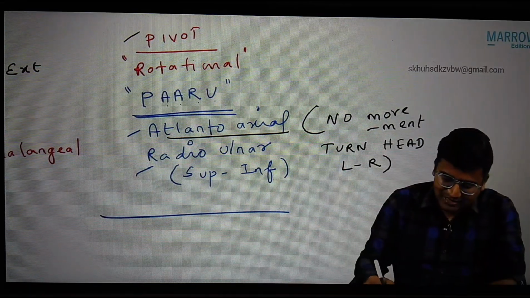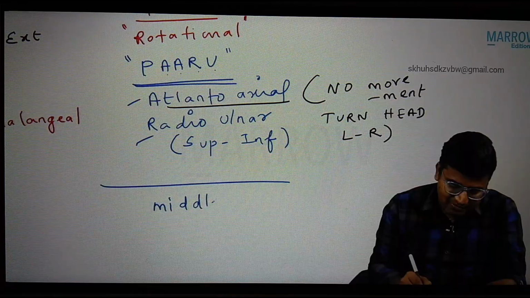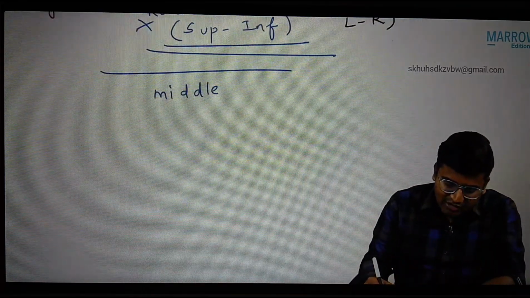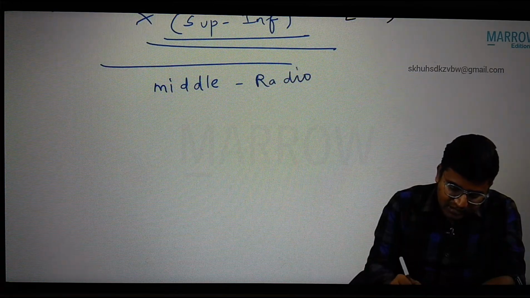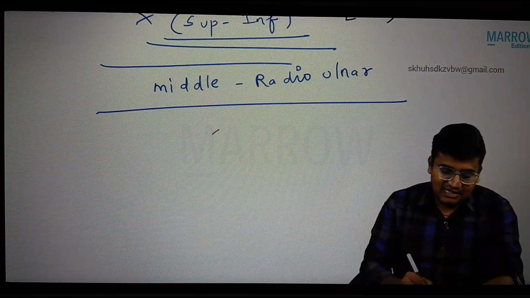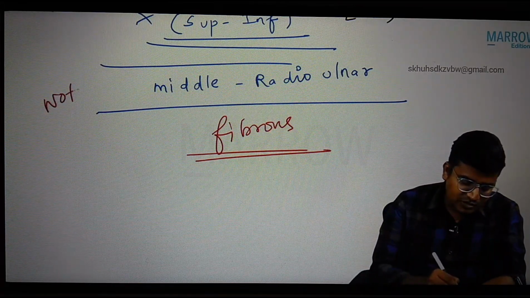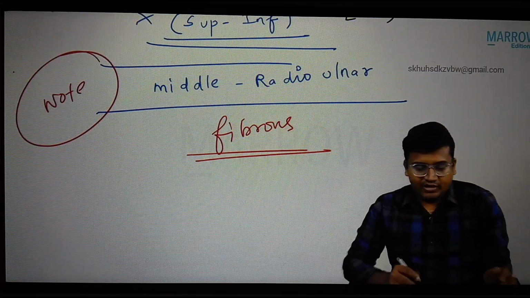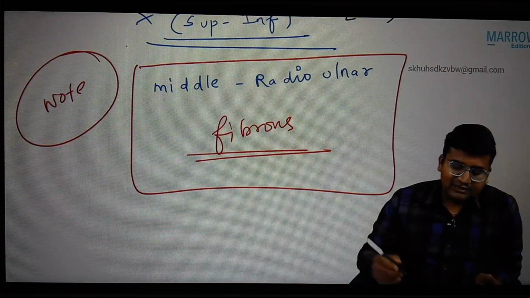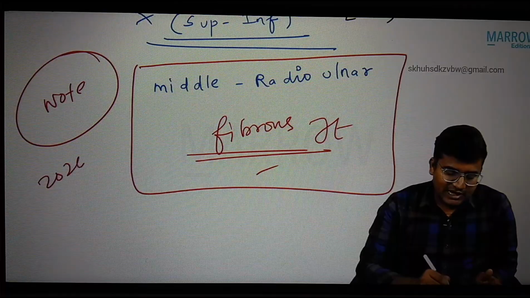Now 2020, they gave this question in the AIIMS exam. Middle radio-ulnar joint is an example for? I told you the superior and inferior radio-ulnar joints are pivot. The middle radio-ulnar joint is an example for fibrous joint. Again we will see later, don't worry. Meanwhile, please put one note and highlight the middle radio-ulnar joint. It is not the pivot joint. It is the fibrous joint. 2020 AIIMS exam question.